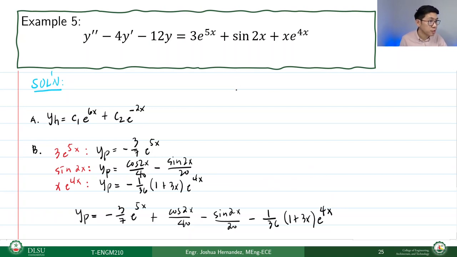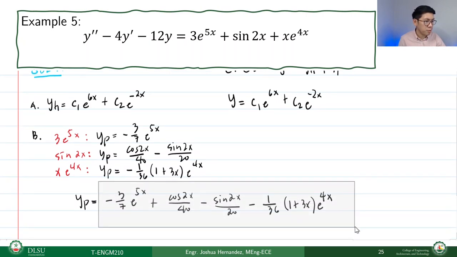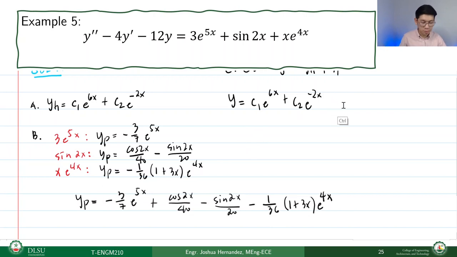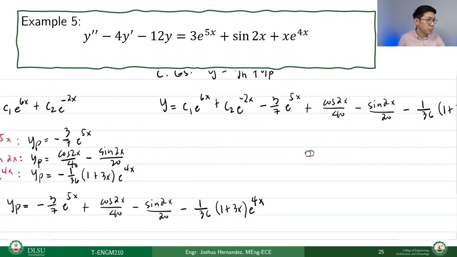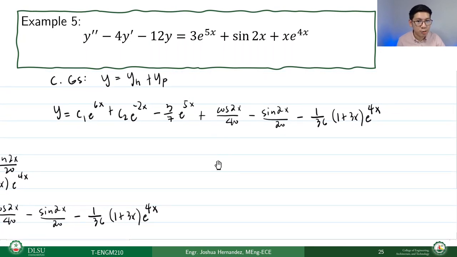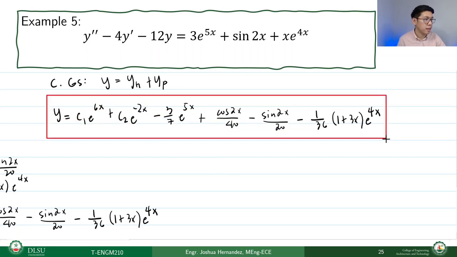Now for our general solution, which is y equals yh plus yp, we simply add them together and live happily ever after. So we have c sub 1 e raised to 6x plus c sub 2 e raised to negative 2x, and then add all of this up. I'm going to copy this and paste it here. And so, by some rule, this is our complete solution for our problem as stated above. Okay? All right.